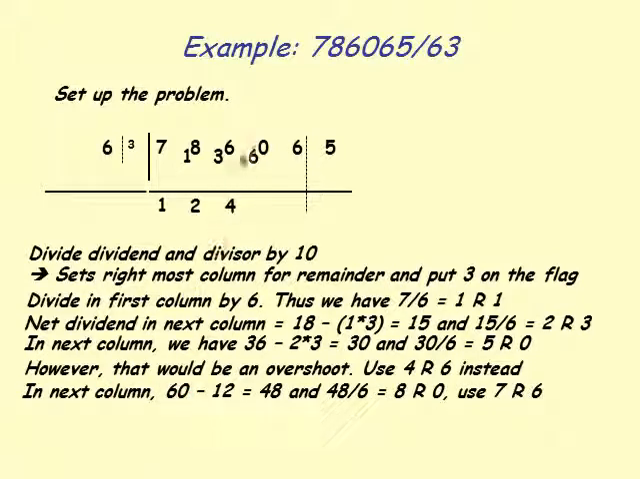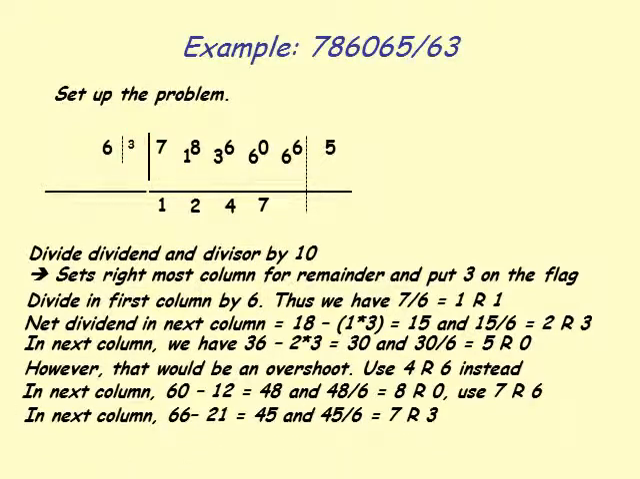In the next column we have 60 as gross dividend and the adjustment is 4 times 3. So 60 minus 12 is 48, and 48 divided by 6 is 8 remainder 0, and we would use 7 remainder 6 to avoid any overshoot. Let's continue here. So we get 7 remainder 6. Now we have to divide in this column here, 66 minus 21.